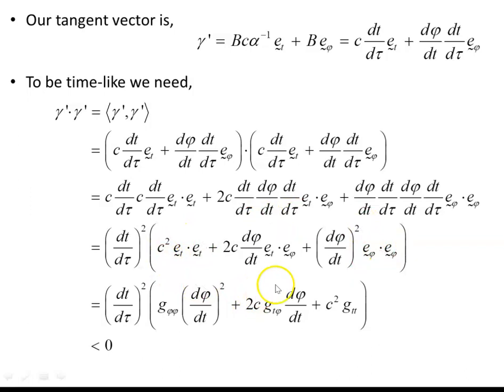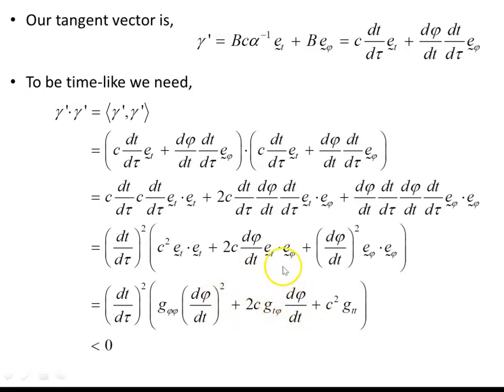So I'm just going to rewrite this around. So I'll put this last term first. So g phi phi d phi dt squared plus 2c gt phi d phi dt plus c squared gtt. Now, this g phi phi, remember, is negative for values of r within the ring singularity. I've shown all that in past videos. Okay, this gtt is also negative, but this gt phi is positive in the middle here.